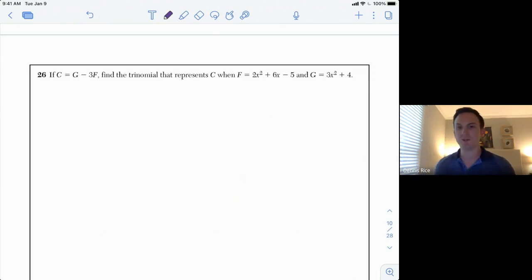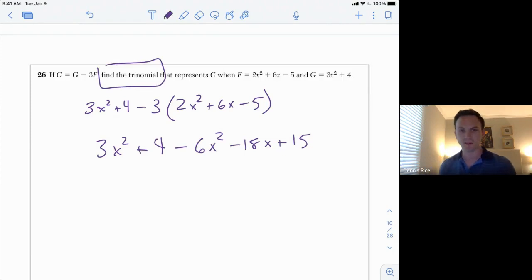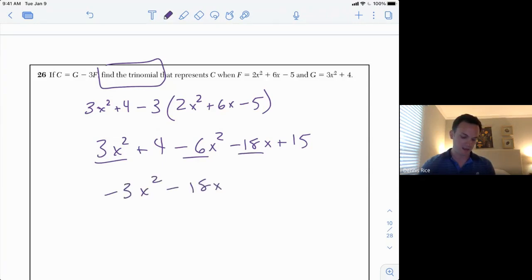If C equals G minus 3F, find the trinomial that represents C. So this is just plugging the polynomials in where they go. So 3x squared plus 4 for G, minus 3, and then F goes in. Remember to use parentheses here for F. We're going to distribute the negative 3, and we get this. Now I want to combine like terms, and they say put your answer in standard form, so don't just leave it like that. So we combine like terms: negative 3x squared, negative 18x, and then plus 19.